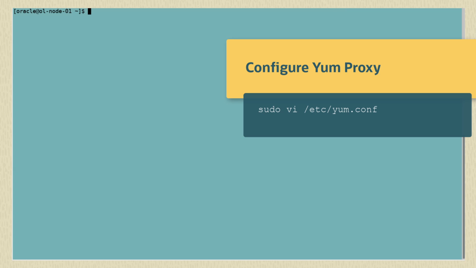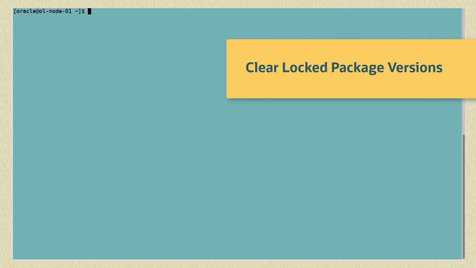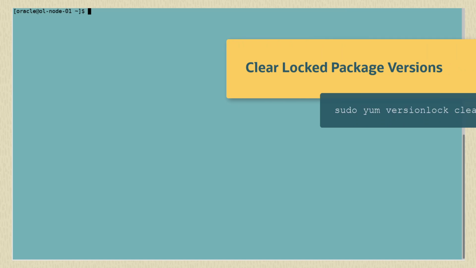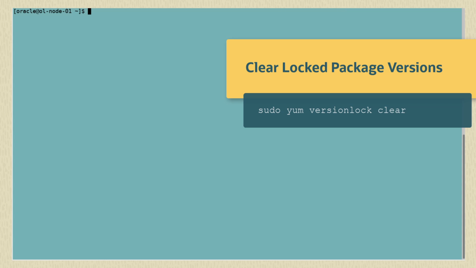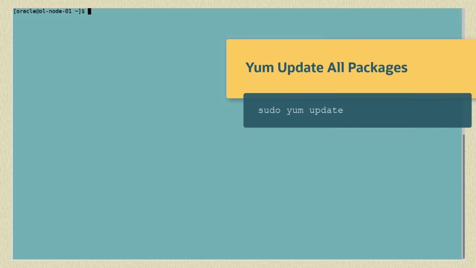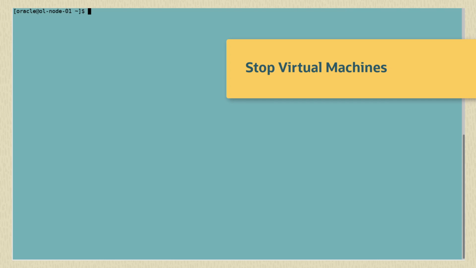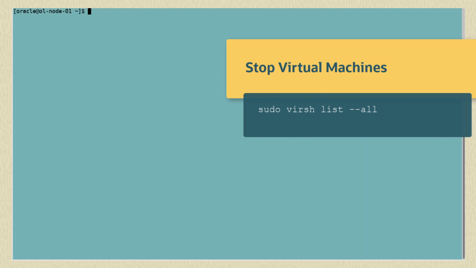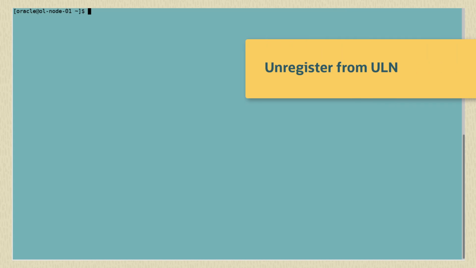If using a proxy, make sure yum is configured with the proxy setting in the file /etc/yum.conf. If the yum-plugin-versionlock package is installed, use the command sudo yum versionlock clear to clear any packages with locked versions. Make sure all the system packages are up to date with the command sudo yum update. Check if there are any virtual machines running with the command sudo virsh list --all. Any found to be running can be stopped with the command sudo virsh shutdown and inserting the name of the guest VM. If the system is registered with ULN, it must be unregistered.